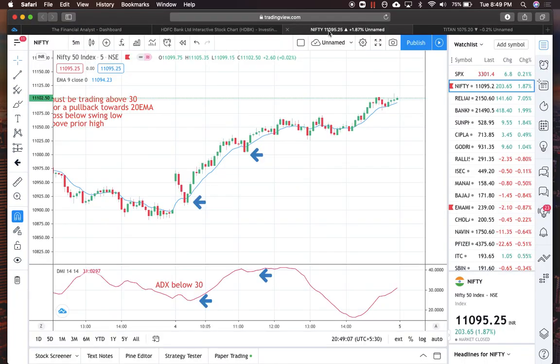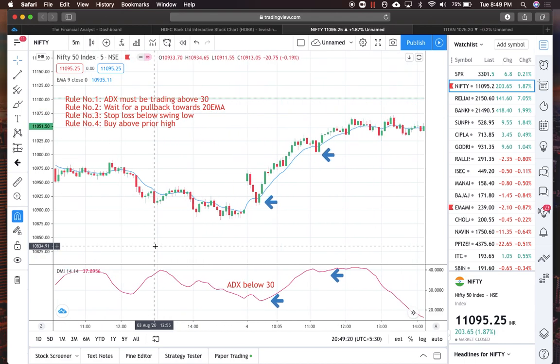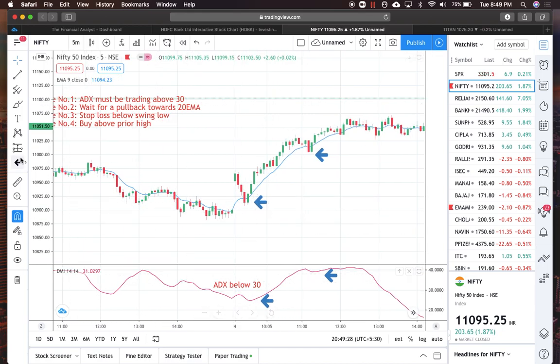So now I'm looking at the charts of Nifty 50 on the 5-minute time frame again. This is today's market, 4th of August. I use the same strategy today also to make money in the market. So let me discuss how you can use this strategy on the buy side. Rule number 1, ADX above 30. So if you see, I am not concerned about this period. You can see price is retracing towards the 20 EMA, but I am not concerned about this movement.